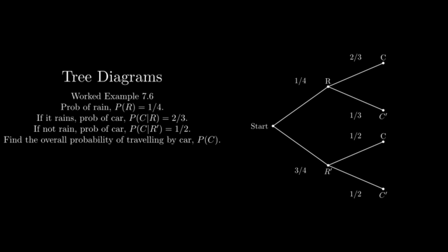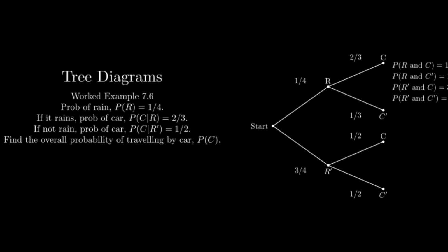Now, to find the probability of any full path, we multiply the probabilities along its branches. For the top path, rain and car, the probability is 1/4 times 2/3, which is 1/6. For rain and not car, it's 1/4 times 1/3, or 1/12. For not rain and car, it's 3/4 times 1/2, or 3/8. And for not rain and not car, it's also 3/4 times 1/2, which is 3/8.